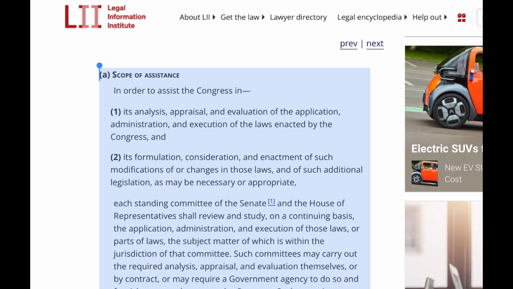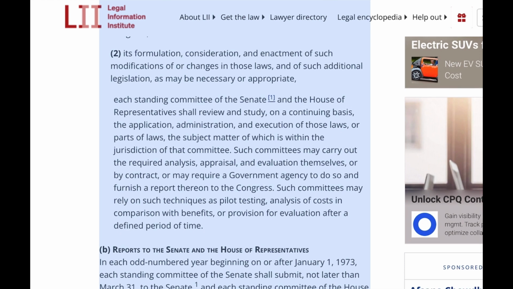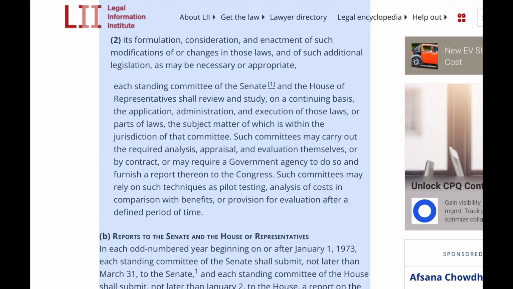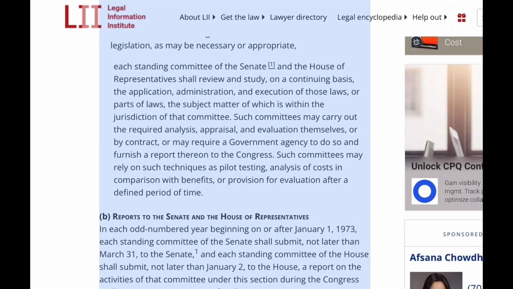Each standing committee of the Senate and the House of Representatives shall review and study, on a continuing basis, the application, administration, and execution of those laws, or parts of laws, the subject matter of which is within the jurisdiction of that committee. Such committees may carry out the required analysis, appraisal, and evaluation themselves, or by contract, or may require a government agency to do so and furnish a report thereon to the Congress. Such committees may rely on such techniques as pilot testing, analysis of costs in comparison with benefits, or provision for evaluation after a defined period of time.